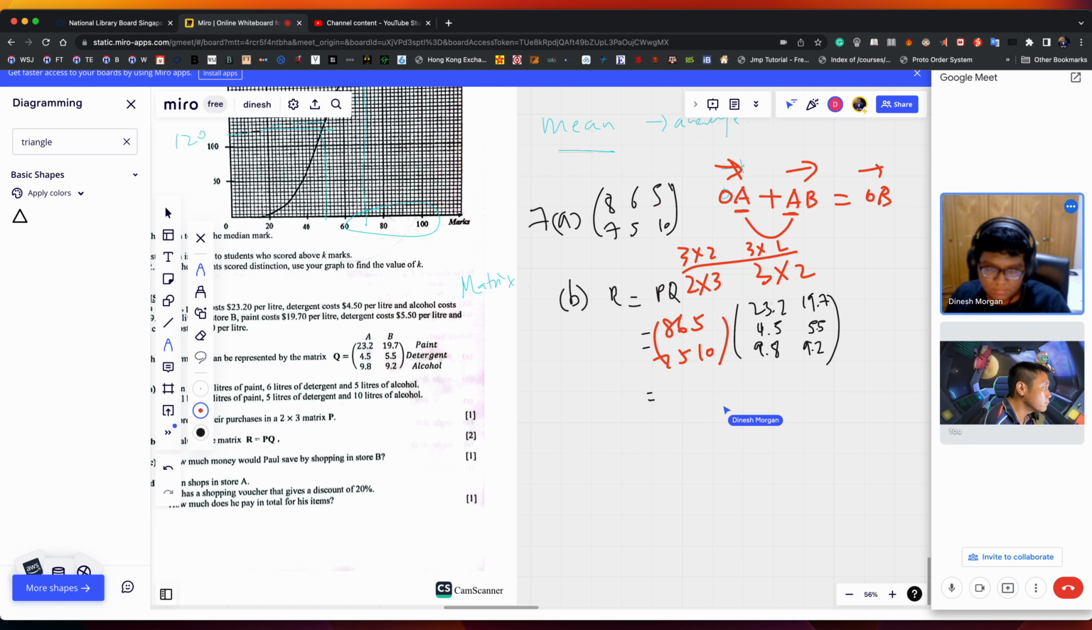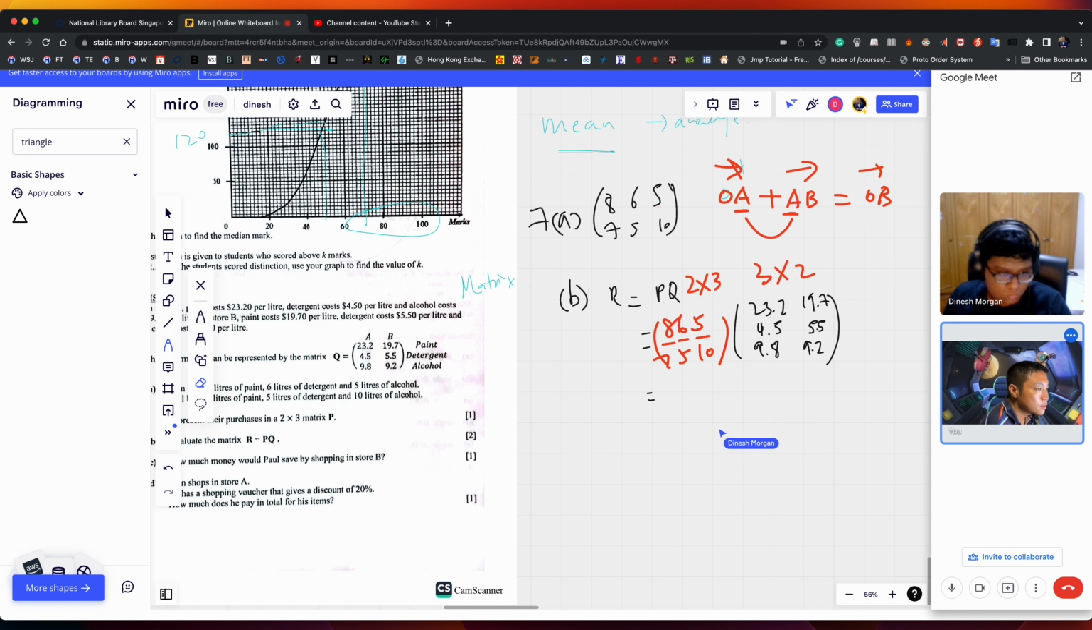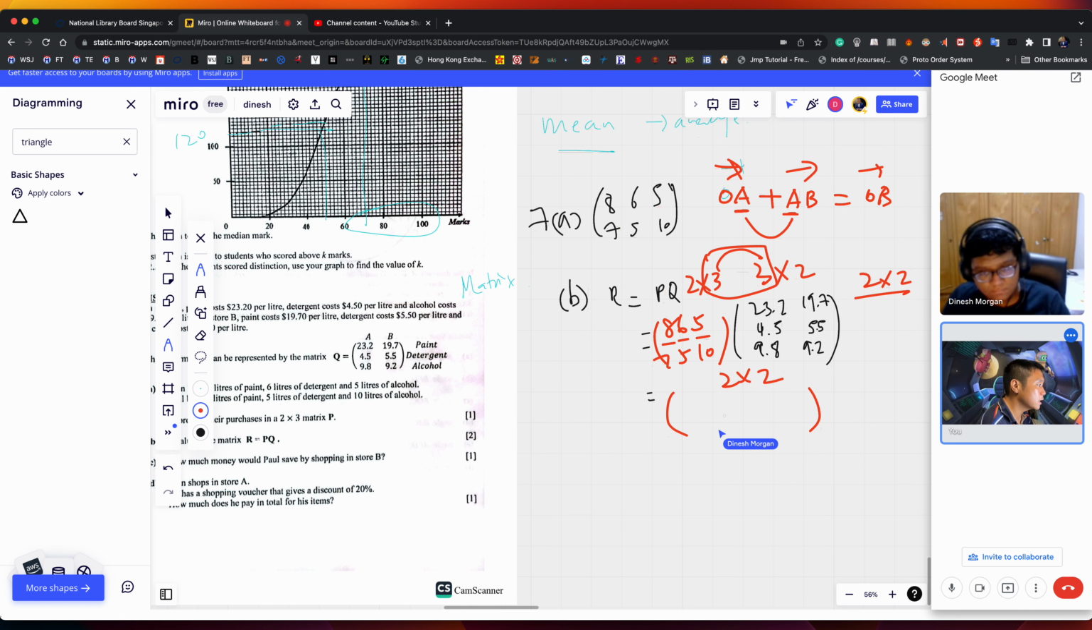If you have 2 by 3, it's simple: 8, 6, 5. Like I said, 3 by 2 and 3 by 2 can't. It's only when you have 2 by 3 and 3 by 2 that they match each other, and you will end up with a 2 by 2. Then you know you have to fill this up. How do you get this? 8 times this, 6 times this, 5 times this, and then you add up all the multiplications. Then you will get this.